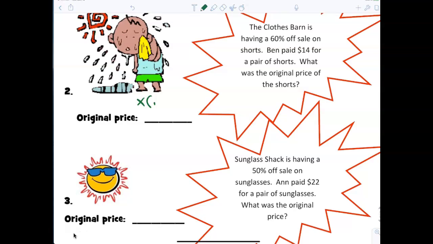0.6. 60% off. 0.4? 0.4. Do you understand this? We just did a whole bunch of problems. You okay? Yeah. All right. Equals 14. Yes. So now what?